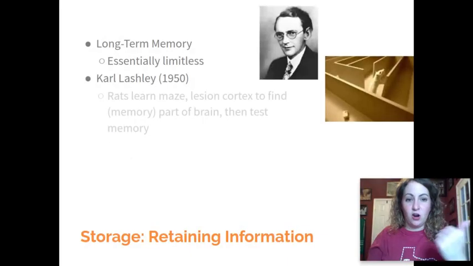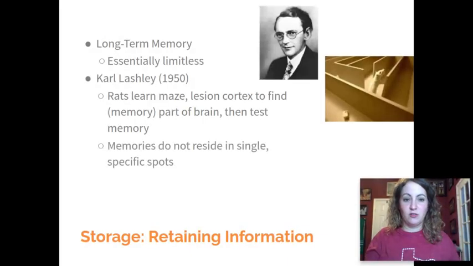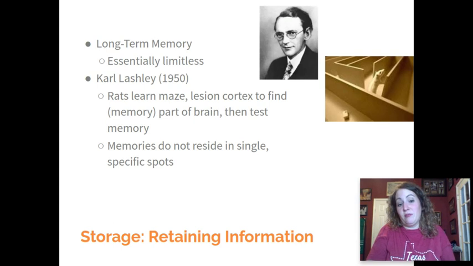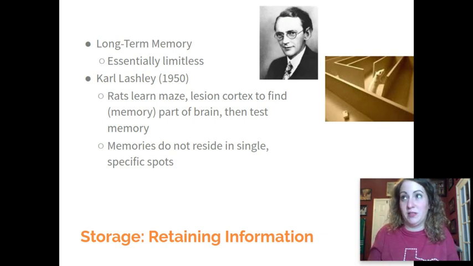So there's Carl Lashley, and there it is: rats learn the maze. Then he lesioned, remember that means to cut. He cut the cortex to find the part of the brain responsible for that memory. And he found out that memories don't reside in single specific spots. They're kind of everywhere, because they all ran the maze again, which means it wasn't any one of those 20 spots that he lesioned.